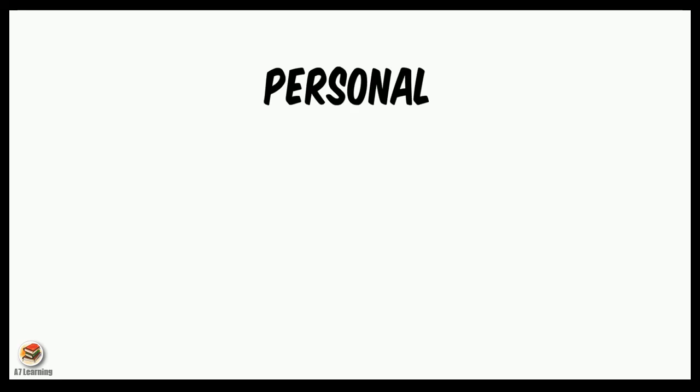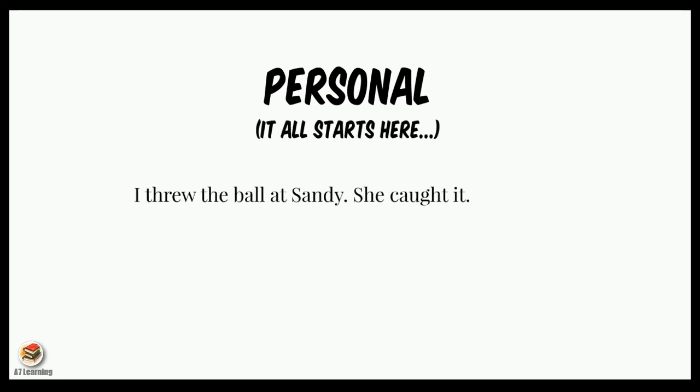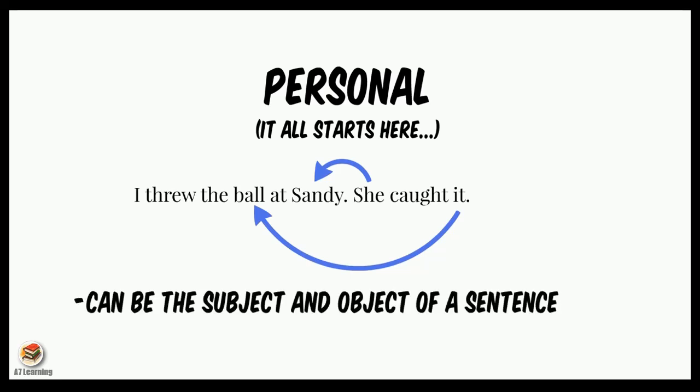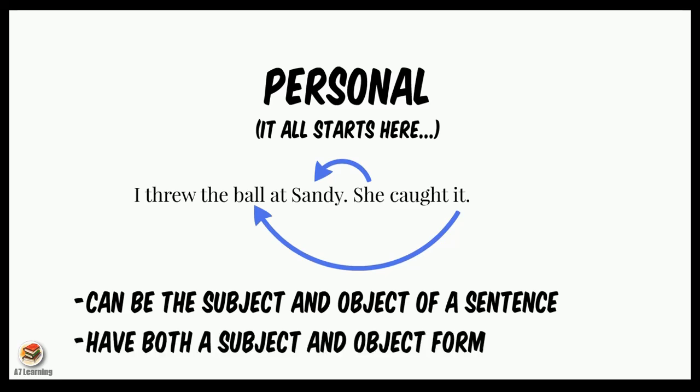Let's start with the personal pronoun, which I'm sure pretty much all of you are familiar with. This is where it all starts. In our example we have, I threw the ball at Sandy. She caught it. Here we have two different pronouns, she, which refers to Sandy, and it, which refers to the ball. As you can see in the sentence, personal pronouns can be the subject and object of a sentence. So, they have both subject and object form.